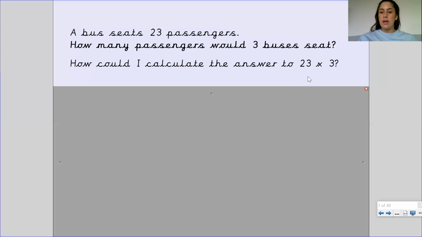So 23 here represents the number of passengers on each bus, and the number 3 represents how many buses there are. So pause the video and have a go at completing this yourself if you've got any ideas. If not, then just carry on with the video.